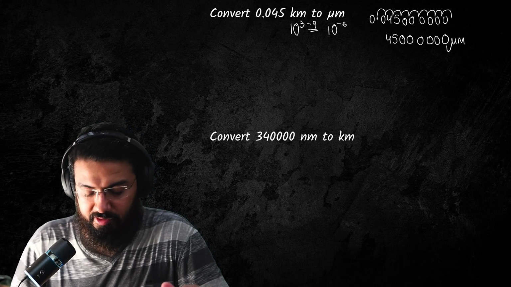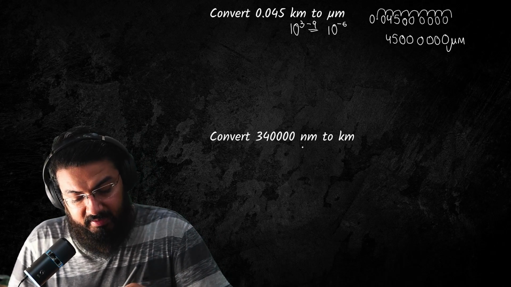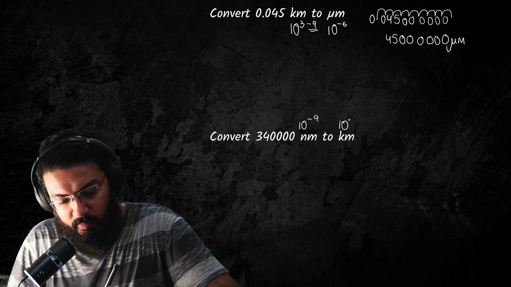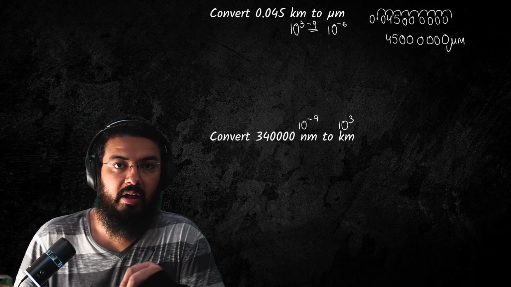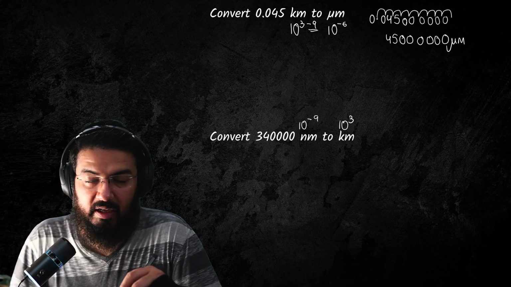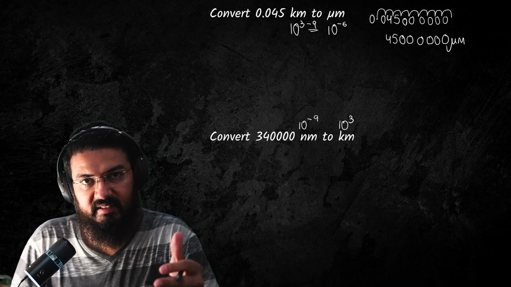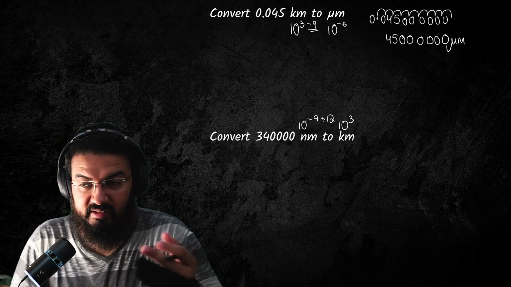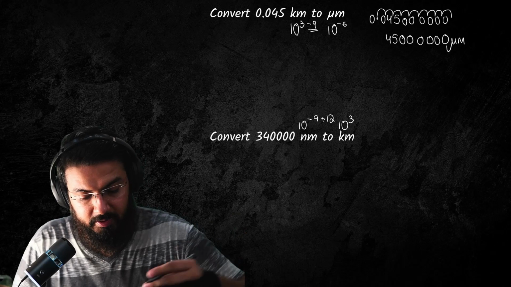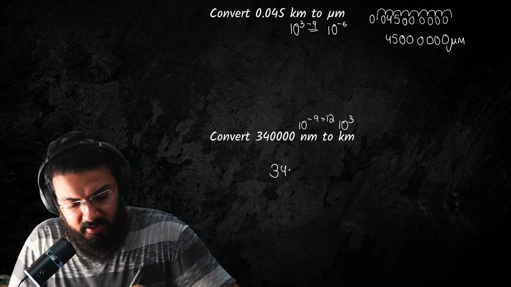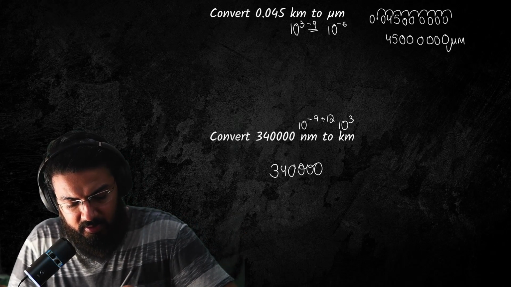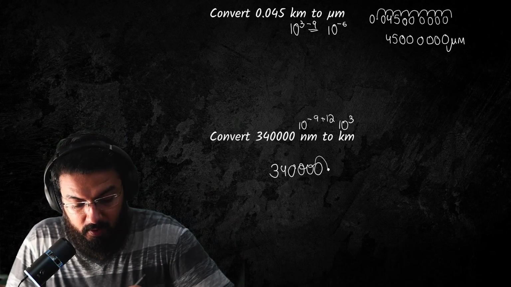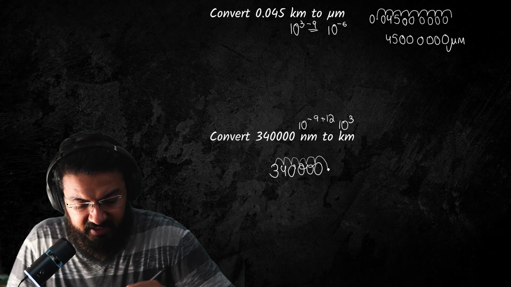Then we have 340,000 nanometers to kilometers. Okay, nano is 10 raised to the power minus 9 and you want to convert this to 10 raised to the power 3. So how do you do that? What do you add to minus 9 to make it 3? That's 12. Now adding 12 means I'm going to move 12 units to the left. So it's 340,000. The decimal place is at the end. I'm going to move 12 units to the left.